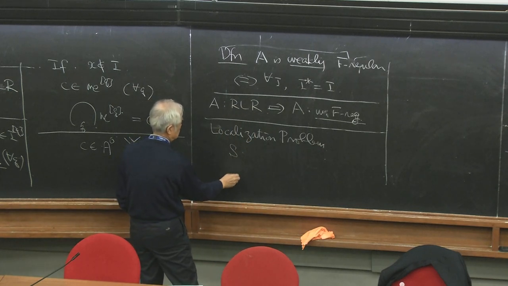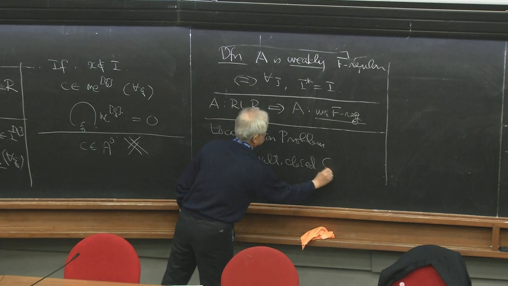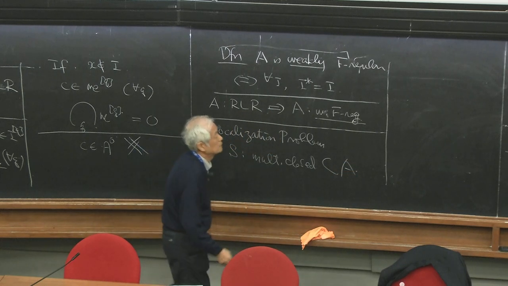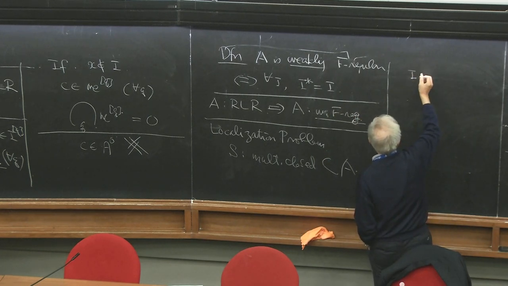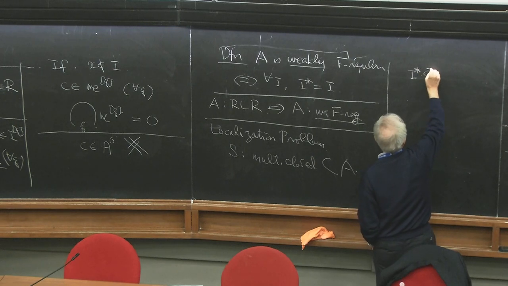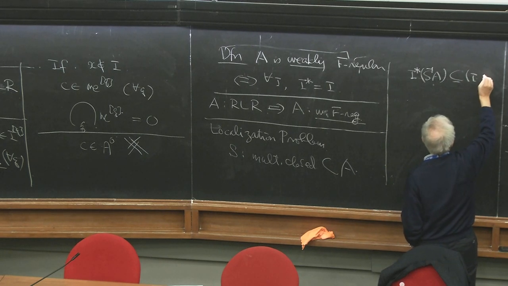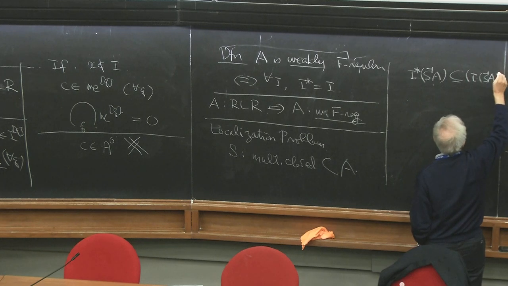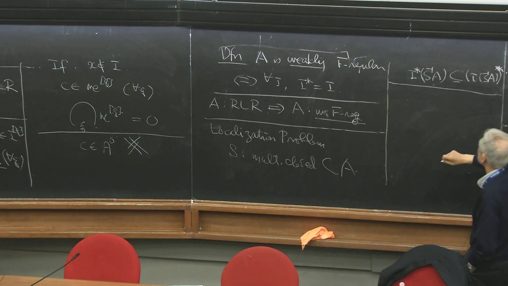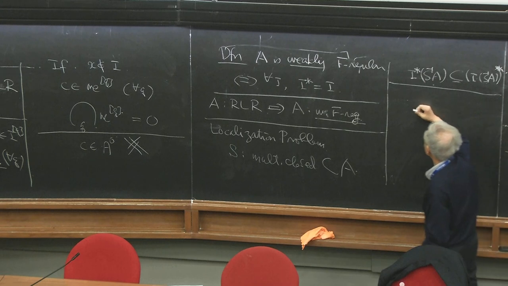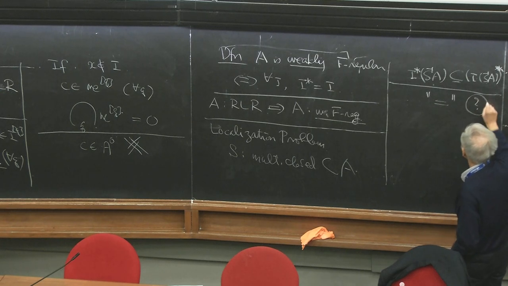So let S be a multiplicatively closed subset. And then, by the definition, it is very easy to show that I is contained in I S inverse A tight closure. And so the localization problem is whether this is always equal.